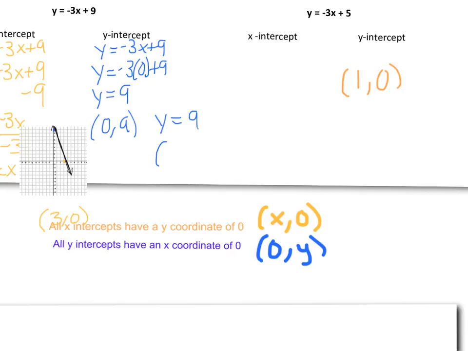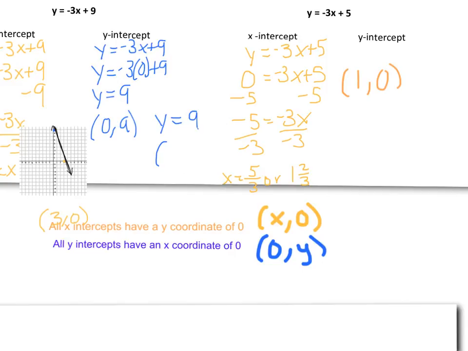To find our x-intercept, we substitute in 0 for y, and to find our y-intercept, we substitute in 0 for x. So let's do that and solve for our intercepts. If you want, you can pause the video and try it on your own. If you'd rather, you can wait and then watch when I do it. So x equals 5 over 3, or 1 2/3. So our x-intercept is 5 over 3, 0.